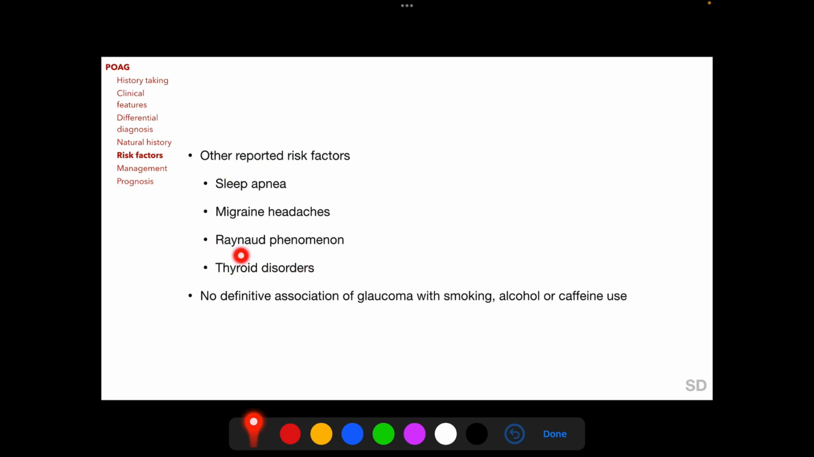Other reported risk factors for primary open-angle glaucoma include sleep apnea, migraine headaches, Raynaud phenomena, and thyroid disorders, the first three being more well known as risk factors of normal tension glaucoma, which we will be discussing in the next session. And no definite association of primary open-angle glaucoma with smoking, alcohol, or intake of coffee has been found.